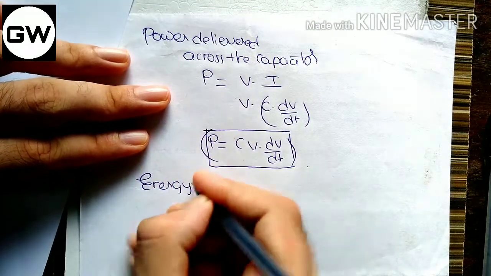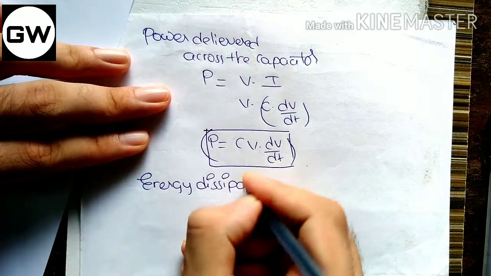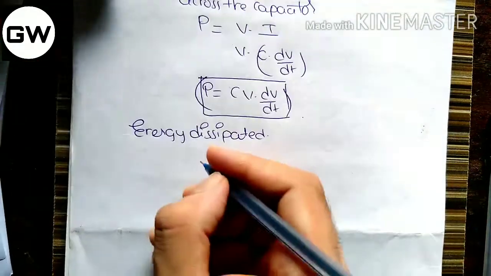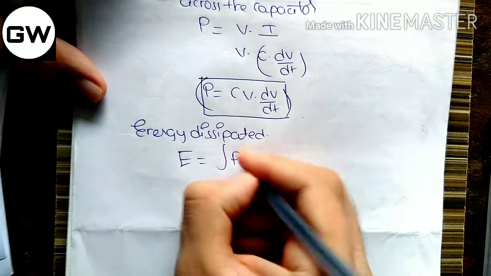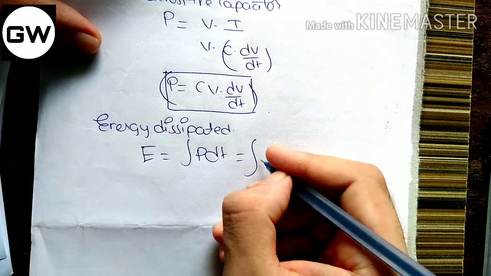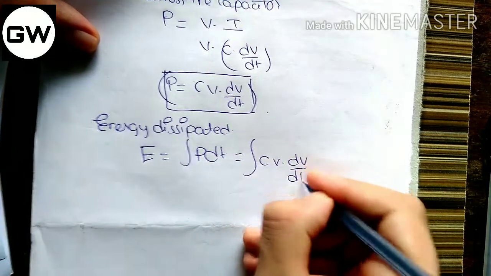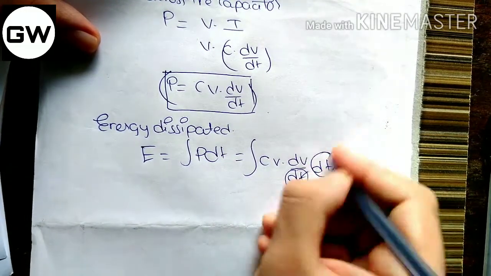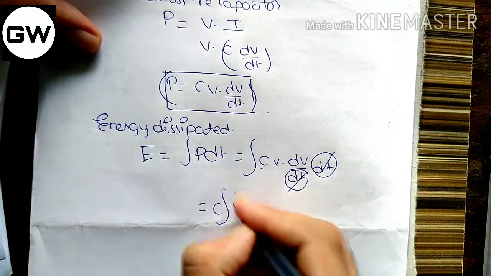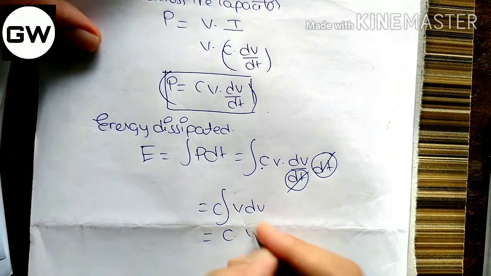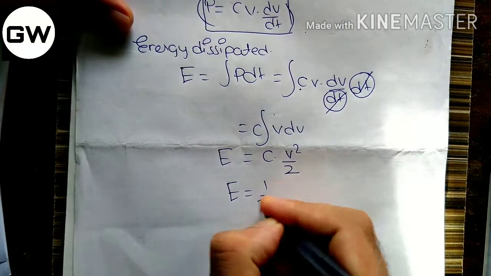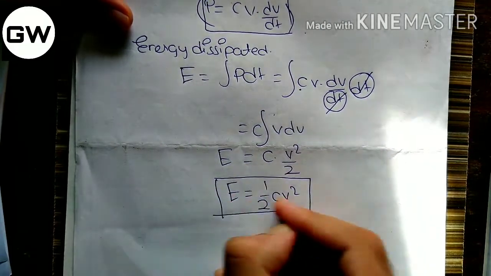Now the energy dissipated. Energy dissipated or energy loss in the form of heat. Okay, energy is equal to integral P dt. What is P? P is nothing but CV into dV upon dt into dt. dt gets cancelled. Integral, C is a constant, bring it out. C V dV, that is equal to C into V square by 2. Energy is equal to half CV square.